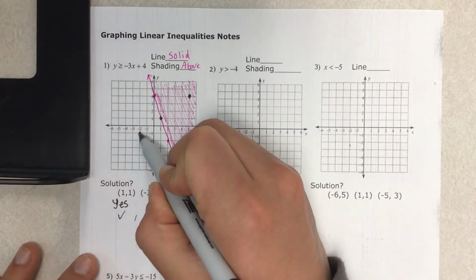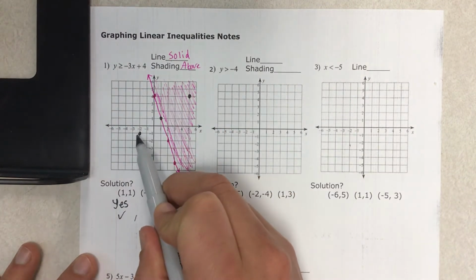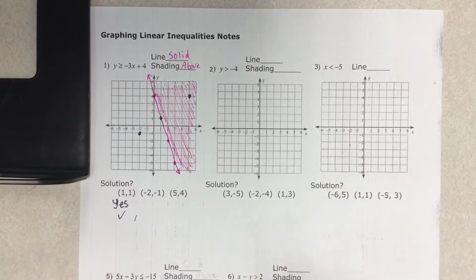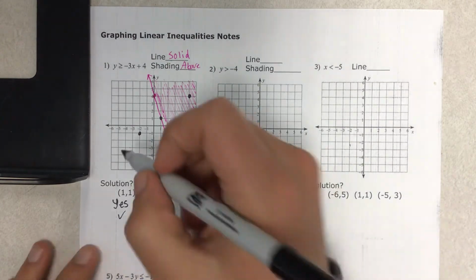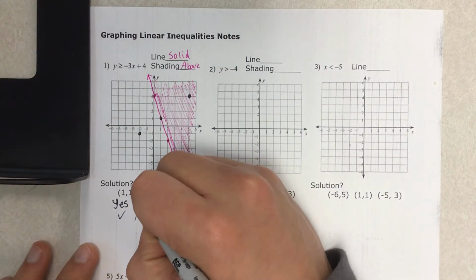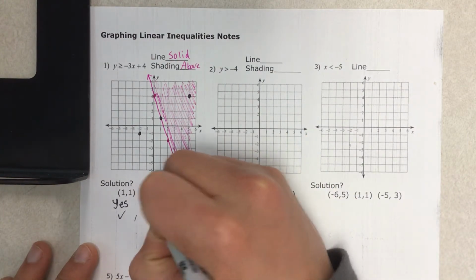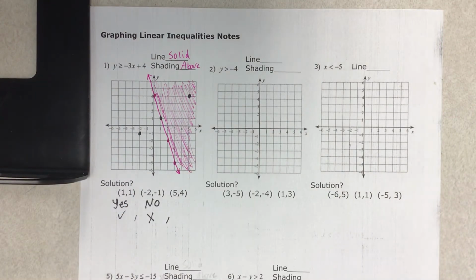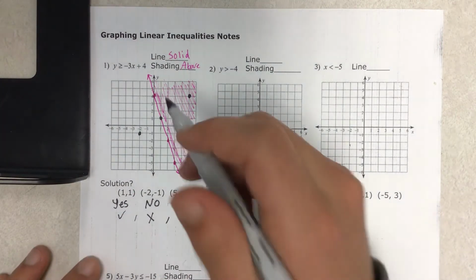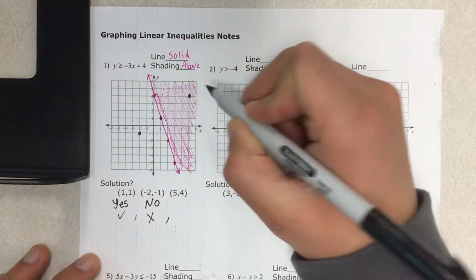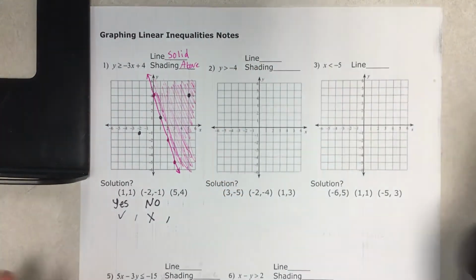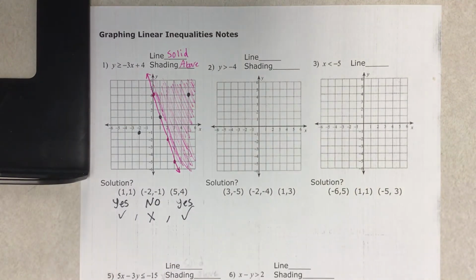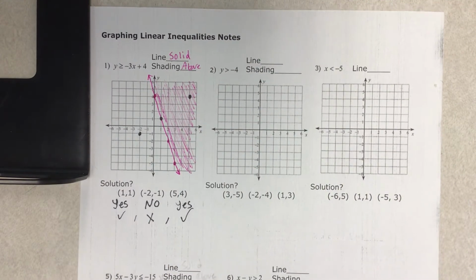Now we go to the point (negative 2, negative 1). That was the point over here, okay? That point is not in the shaded, and it's not on the line. So that means the point (negative 2, negative 1) is not a solution. So I'm going to say no, X. It is not a solution, okay? And then (5, 4), remember that was the point way up here. That's clearly in the shaded, so that point is clearly a solution. So yes. So 2 out of 3 were solutions for number 1.